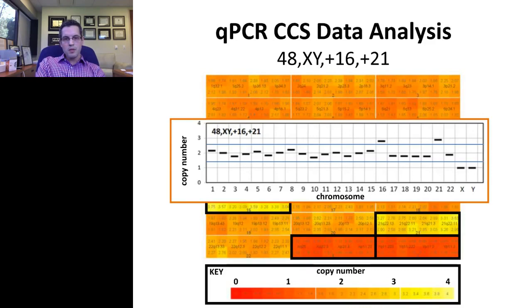And when you plot the copy numbers across the chromosomes, this is similar to what it might look like. And you can see, again, a gain of 16 and 21 and a loss of X and Y. And this happens to be a sample that we use routinely for quality control to make sure that the assay is working over time.